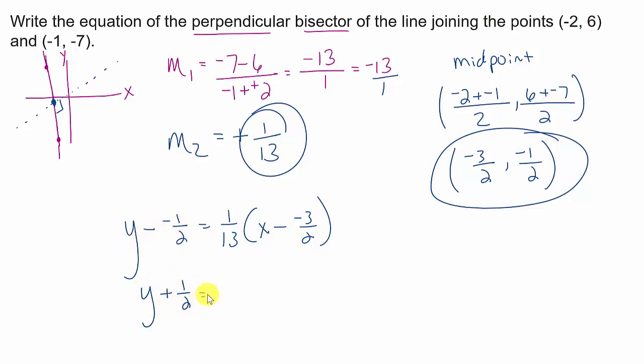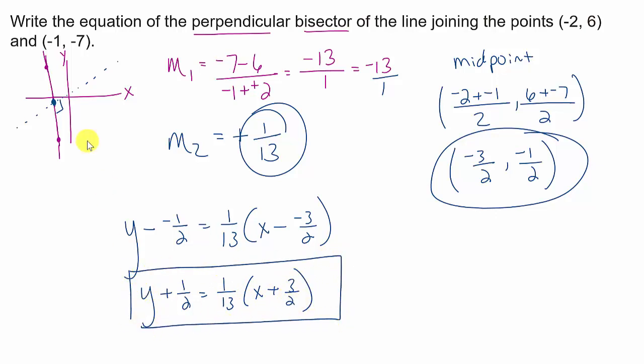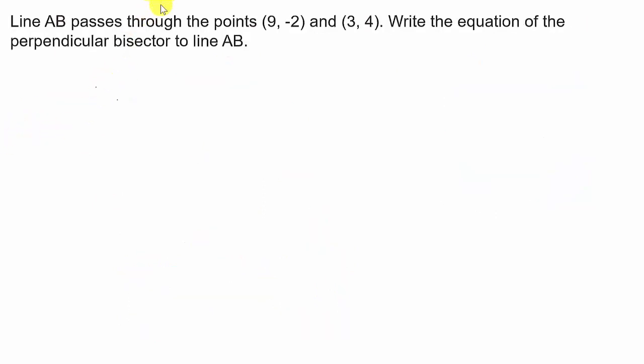So I get y plus 1/2 equals 1/13 times x plus 3/2. And this would be the equation of the perpendicular bisector. Okay, let's look at one more example.